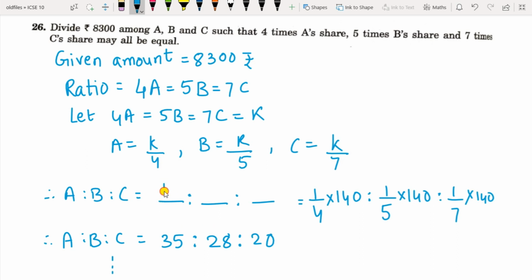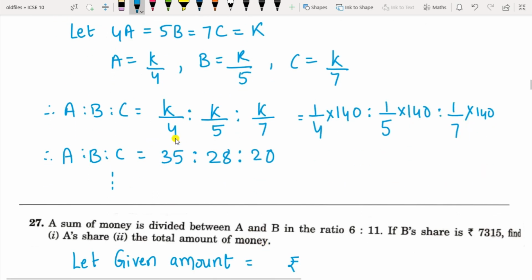So A is to B is to C is K by 4 is to K by 5 is to K by 7. Remove the constant, take the LCM and multiply each of the fractions by the LCM, and you get this whole number ratio. Then find the sum of the ratio and A, B and C's shares, as we have done above.